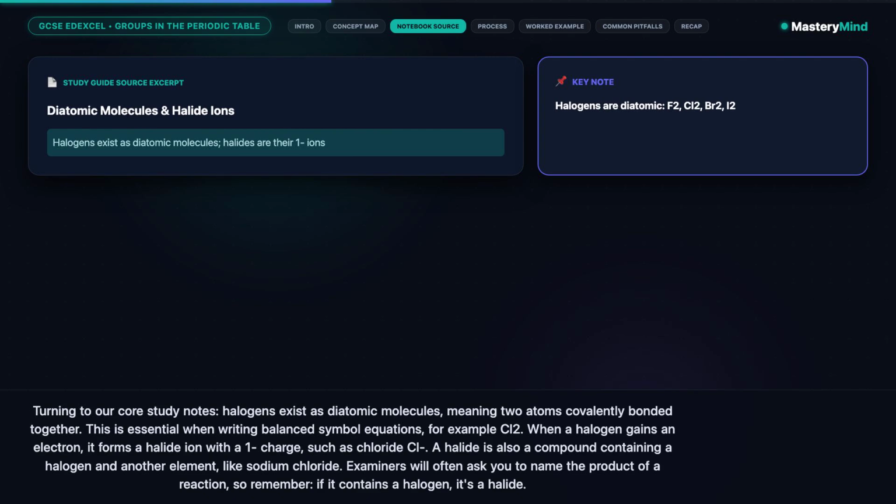This is essential when writing balanced symbol equations, for example Cl2. When a halogen gains an electron, it forms a halide ion with a 1- charge, such as chloride, Cl-. A halide is also a compound containing a halogen and another element, like sodium chloride. Examiners will often ask you to name the product of a reaction, so remember, if it contains a halogen, it's a halide. Now let's examine displacement reactions, a core concept.